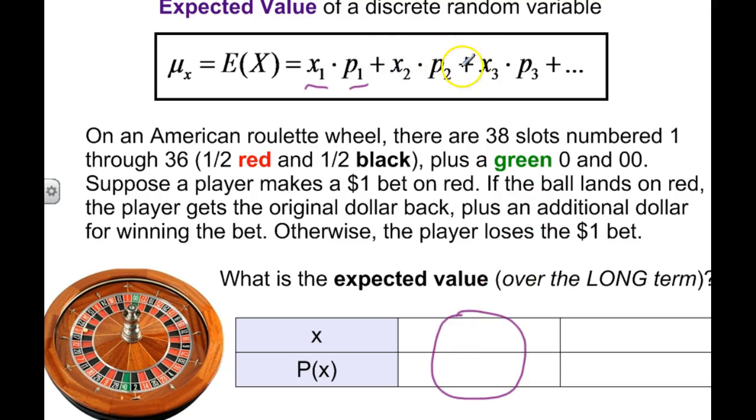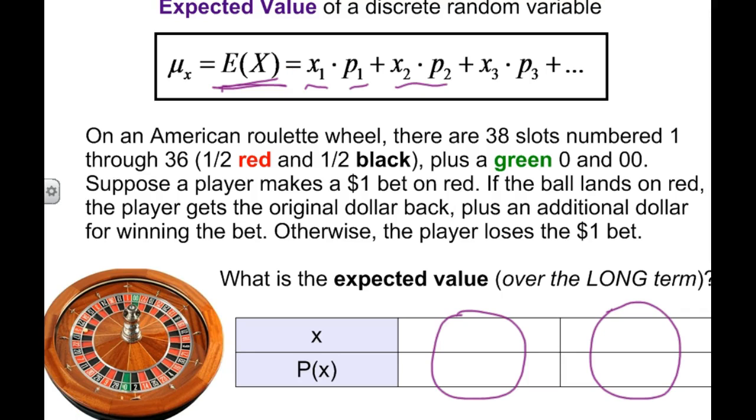Plus the second X times P. That's kind of like this X times P, plus however many there are. You just keep on going. So really, once we get this chart filled out, this is really easy to find the expected value. This is the notation we use for expected value. E of X is expected value.